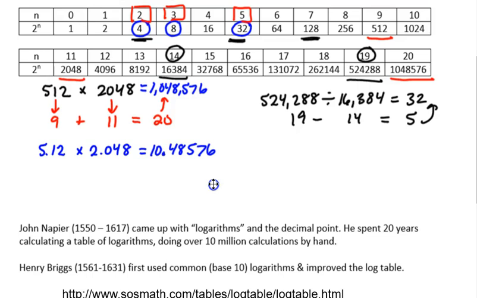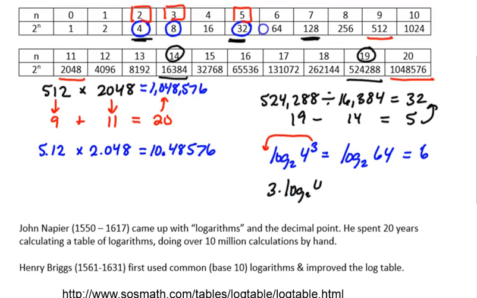Another thing we could look at is powers. So if we look at log base 2 of 4 to the third power, well, 4 to the third power is 64. That's the same as log base 2 of 64. And log base 2 of 64 is 6. But I could also bring this exponent out front and say this is 3 times log base 2 of 4, which is 3 times 2, which is 6. So this is another way I can use this table to help me figure out some logs in a simpler way.